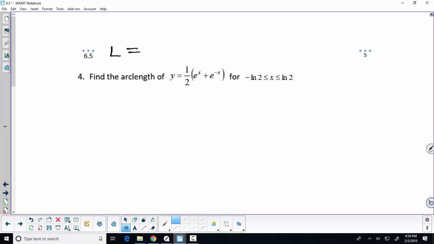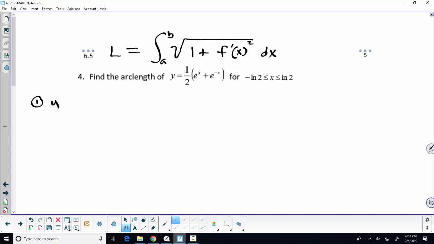Anybody remember it offhand? Integral from A to B of the square root of 1 plus the antiderivative of f of x squared. Close. The derivative of f. Yeah. The f prime squared, dx. So if you just want to throw all of this stuff in here and work with it as you go, that's fine. If you want to break it up into manageable pieces, also fine.